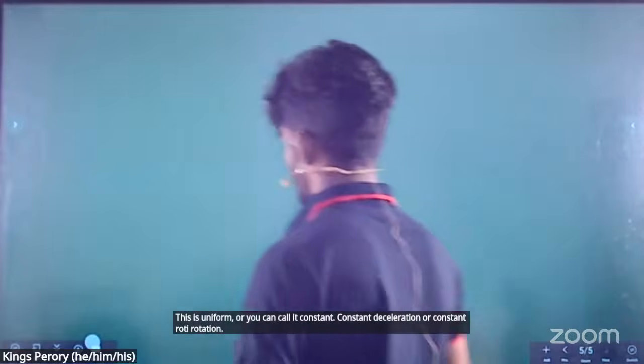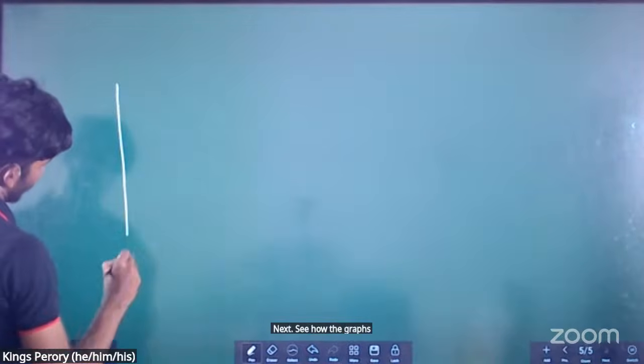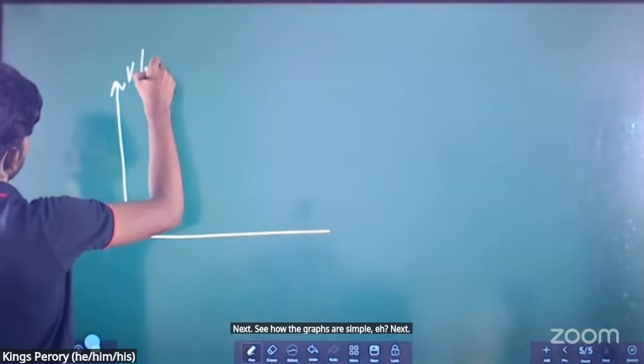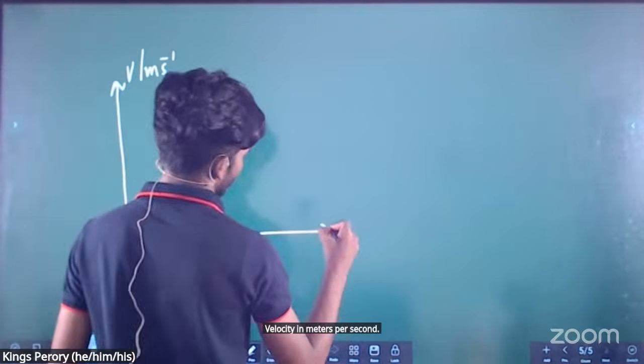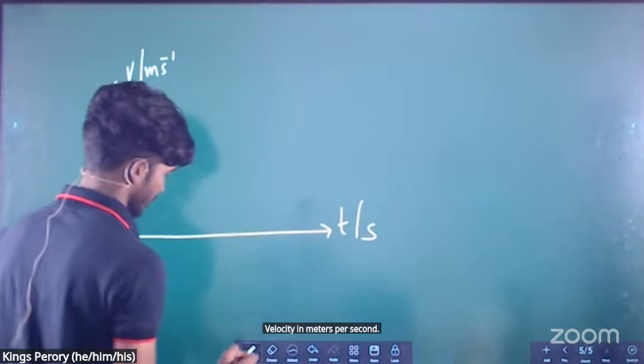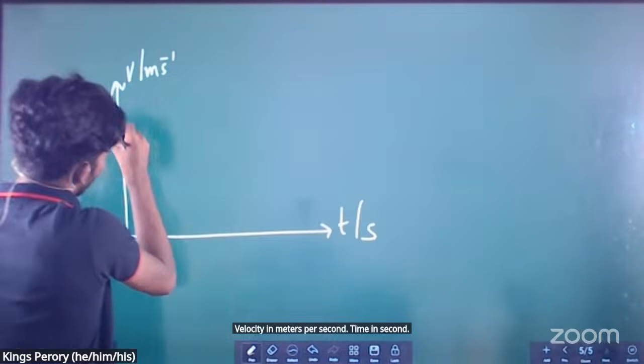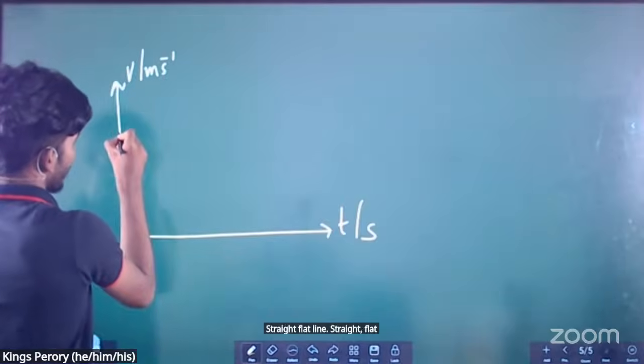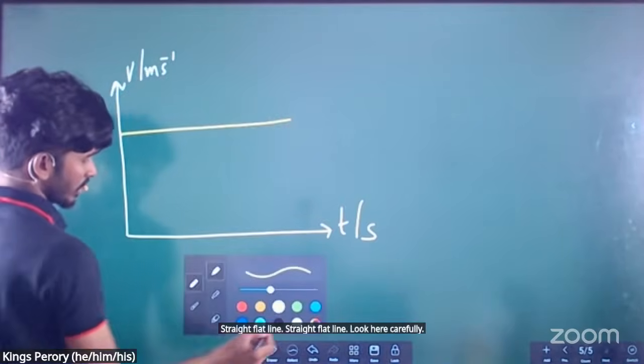Next. See how the graphs are simple. Next. Velocity in meters per second, time in seconds. Straight flat line. Look here carefully. Understand the logic. Straight flat line.